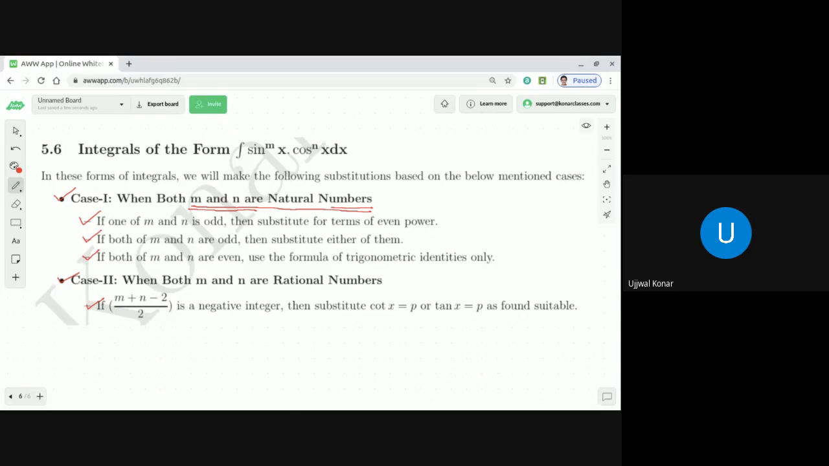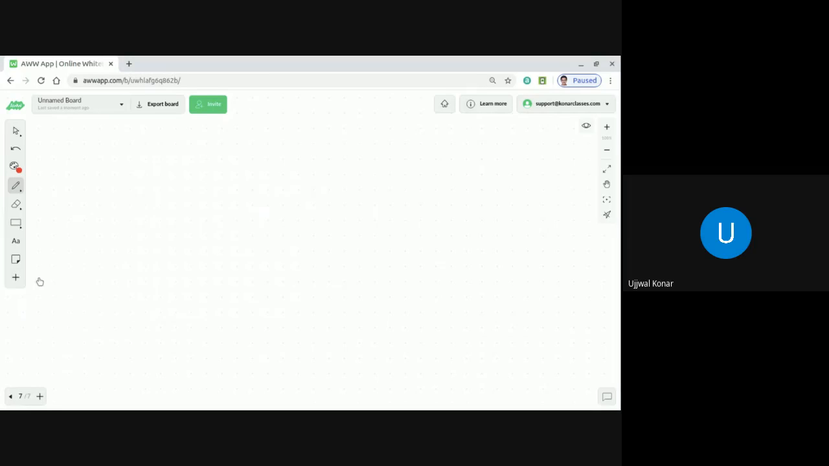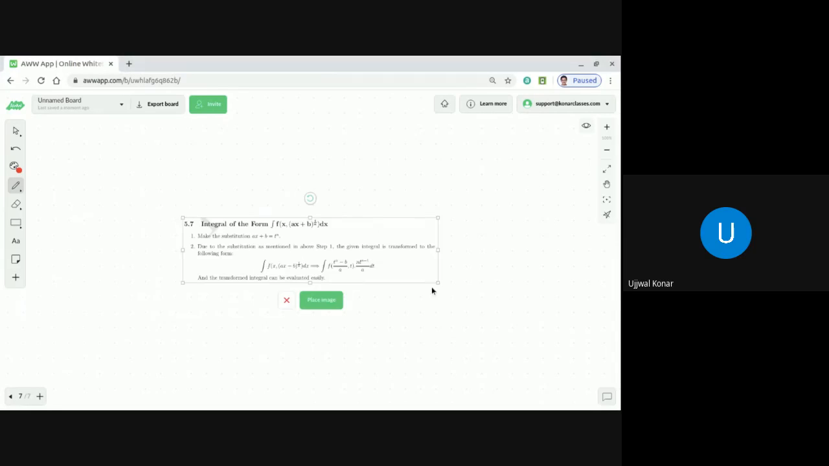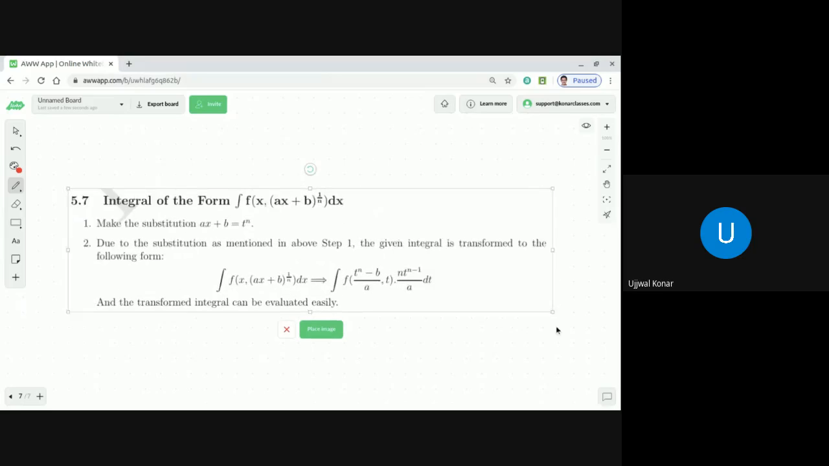Now let me go to the next one. The next one, 5.7, will be more meaningful once we complete the discussion of functions and come back. But for the sake of completeness, I am informing it now so that later when you come back to this particular note, you will understand that this has been done and I can approach this method.